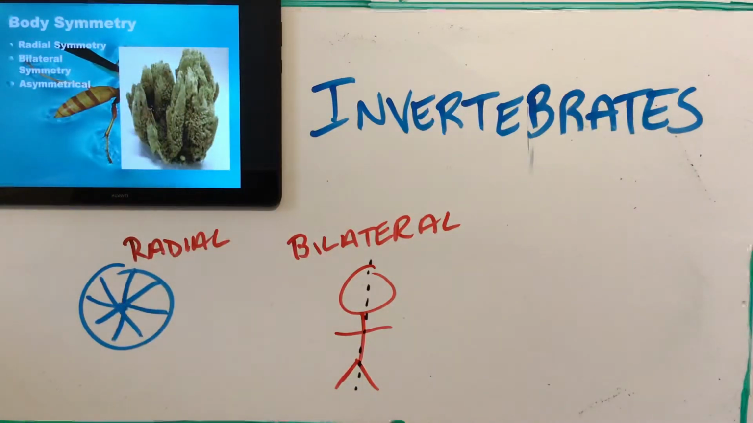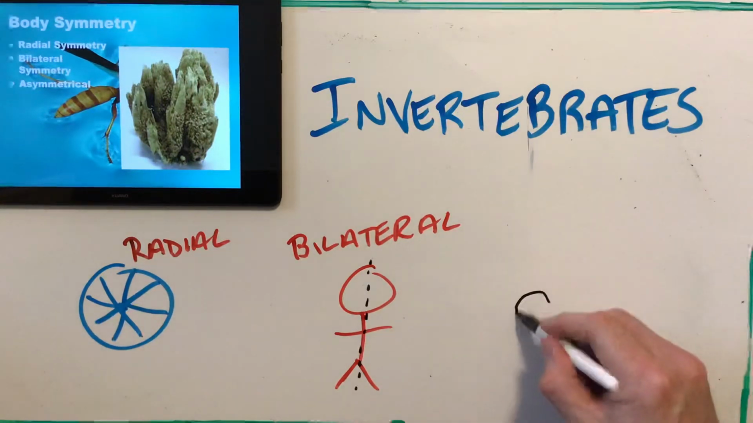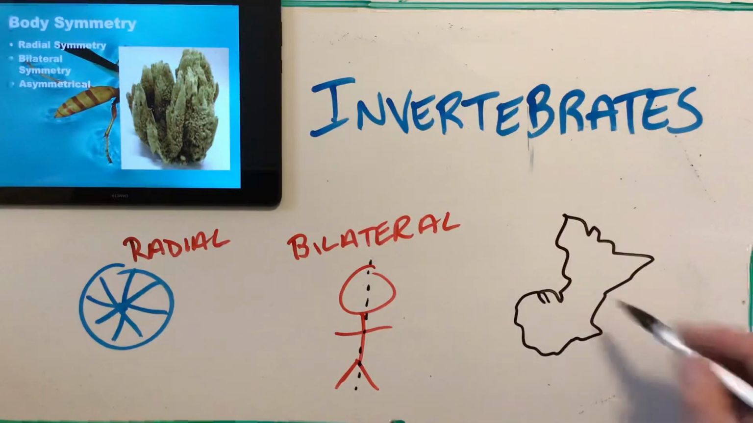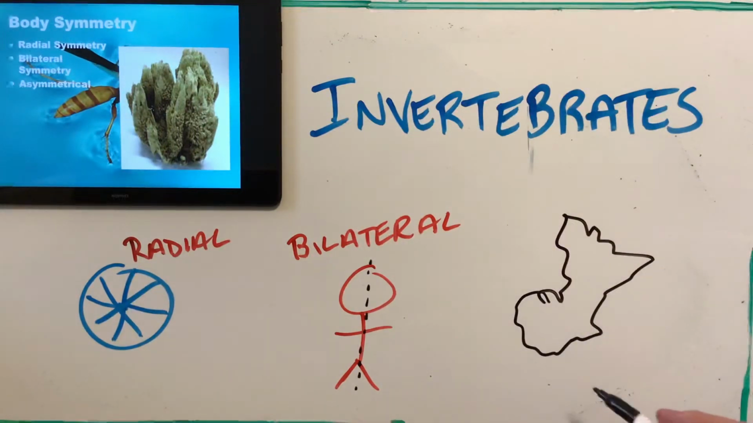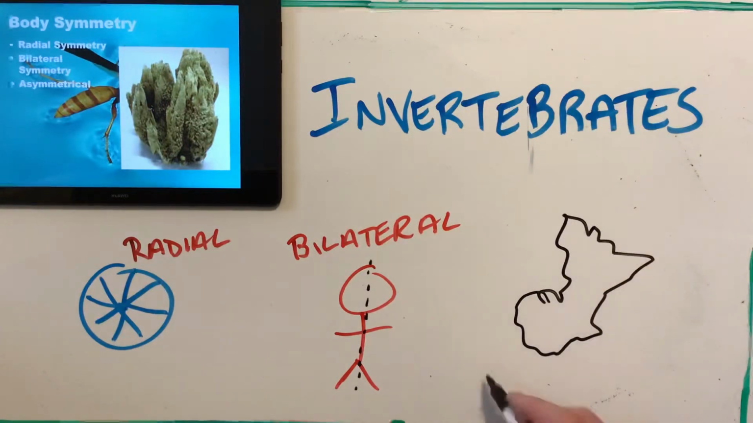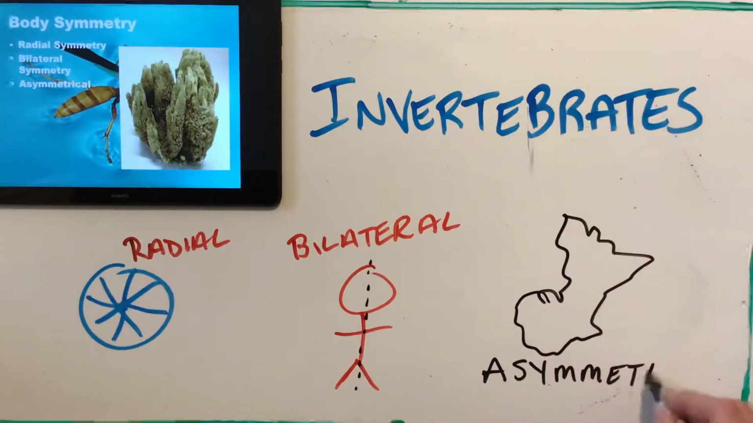And asymmetrical means not symmetrical, and so we can see our sponge here. If I were to draw a sponge, it just has this odd shape to it. How am I cutting that into two equal pieces? I'm probably not. So this is asymmetrical, meaning not symmetrical, and the sponge is a good example of that.